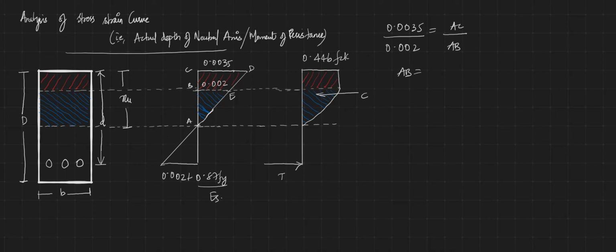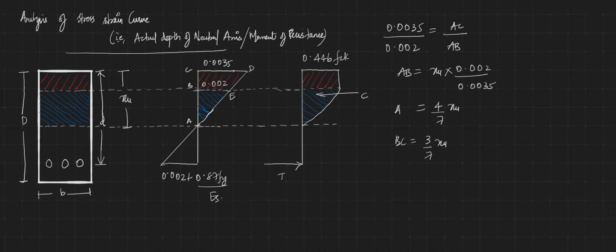What is AC? AC is the XU, that is the depth of neutral axis. That is, I could write XU into 0.002 divided by 0.0035. You will get this value of AB as 4 by 7 of XU, and you will get the value for BC as XU minus 4 by 7 XU. That is, you will get this value as 3 by 7 XU.